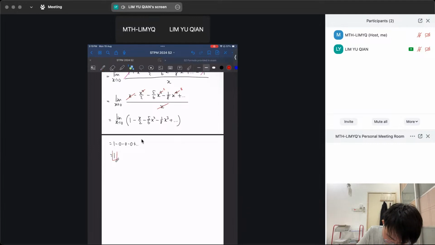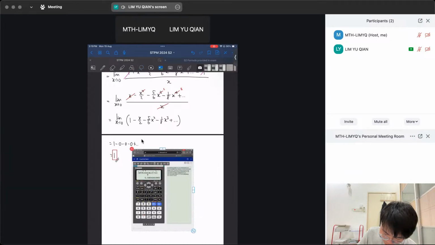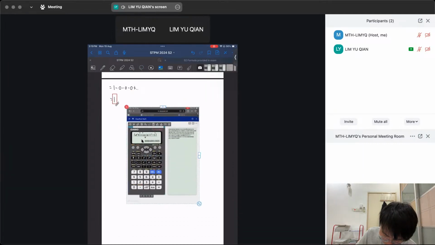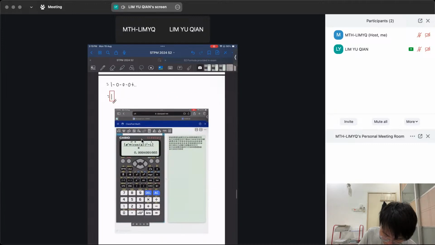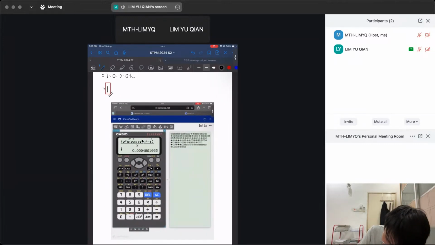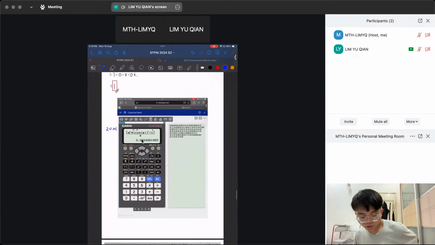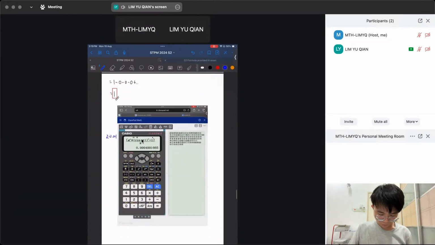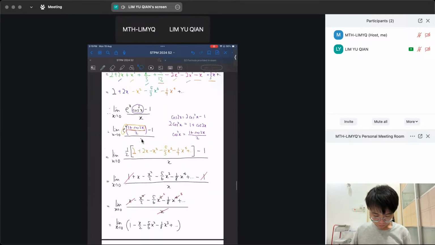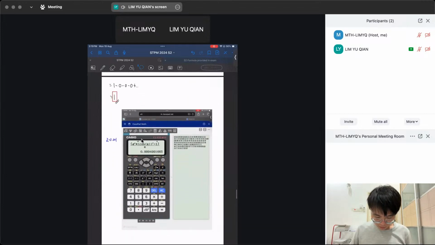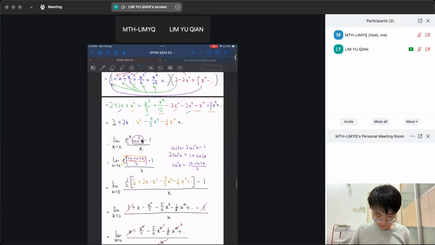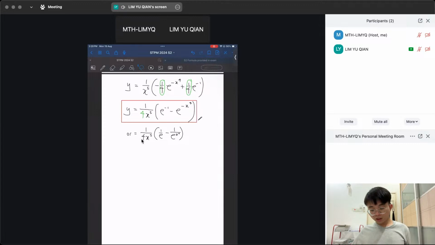Or 1, so final answer. Okay. Let's put this one. Okay, substitute x equal to 0.001. Okay, very close to 0 value. Okay, no problem. Okay, that's it for question 5.